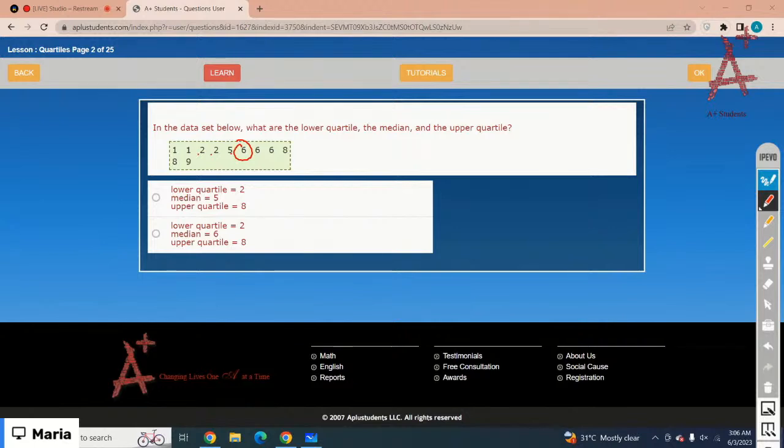So lower quartile is the middle number of the lower half. Okay, so here is the lower half. Let's just find the middle number. Here you have five numbers. Third one would be the lower quartile.